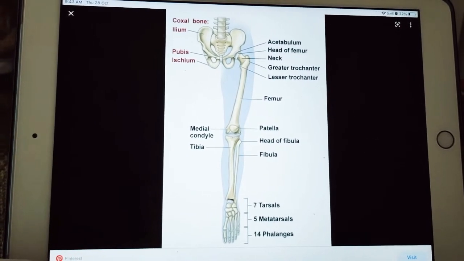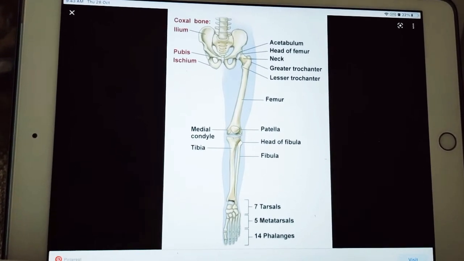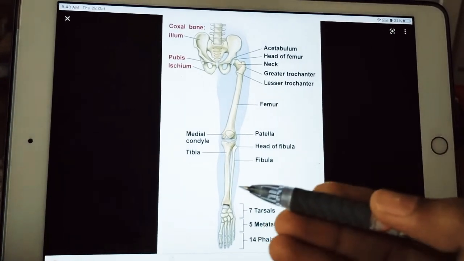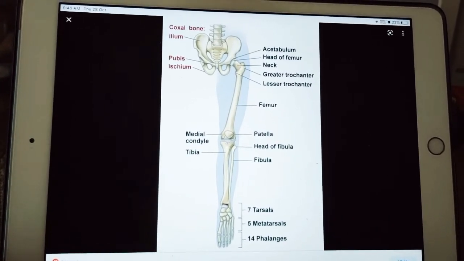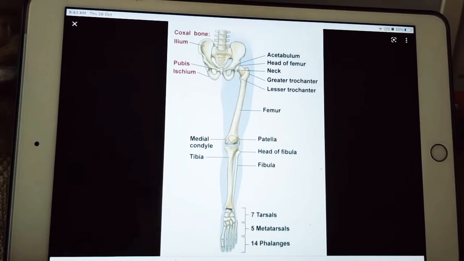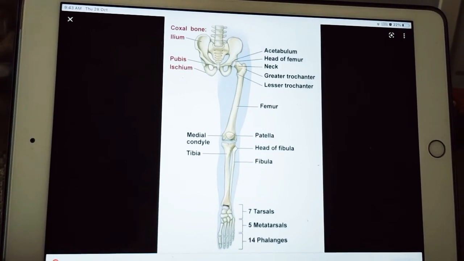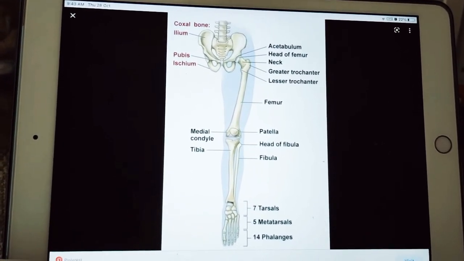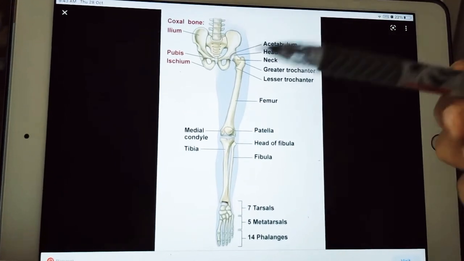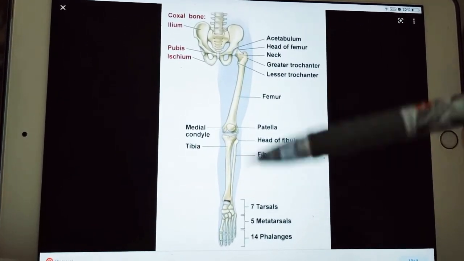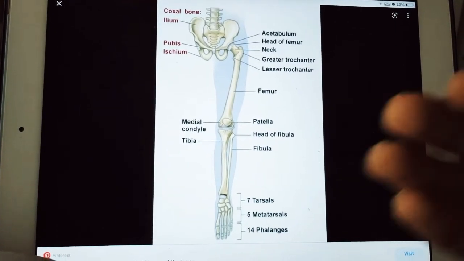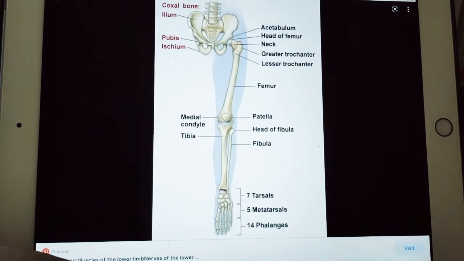And one more thing, during embryological development, your lower limb will rotate medially 90 degrees, whereas your upper limb will rotate laterally. So that is the reason why the extensor compartment of the lower limb will be on the anterior side and the flexor compartment will be on the posterior side.